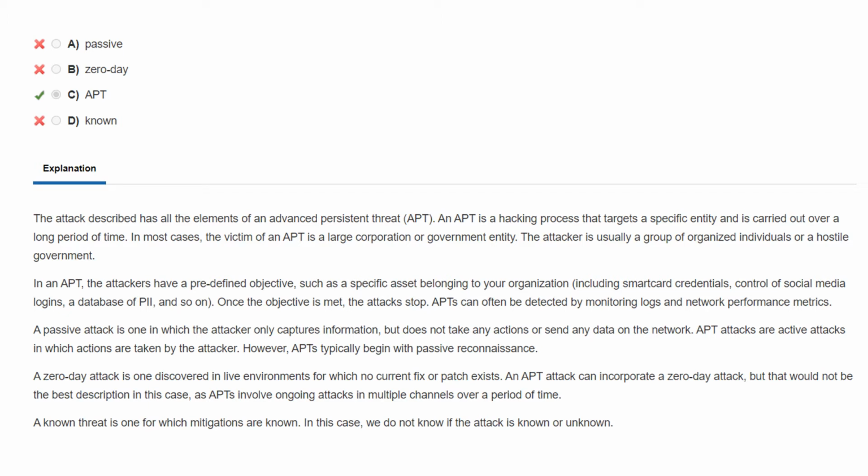The correct answer here is C, APT. The attack described has all the elements of an advanced persistent threat, or APT. An APT is a hacking process that targets a specific entity and is carried out over a long period of time. In most cases, the victim of an APT is a large corporation or government entity. The attacker is usually a group of organized individuals or a hostile government.